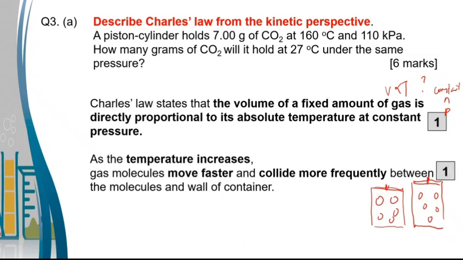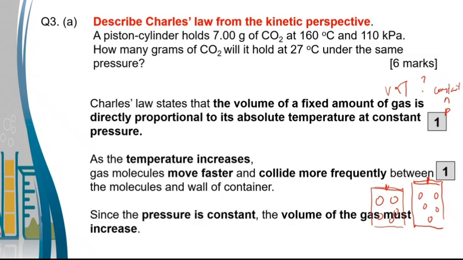Okay, the allocation of marks will be 1 mark for the statement of Charles' law, and another 2 marks for the explanation. So altogether, this question is 3 marks.